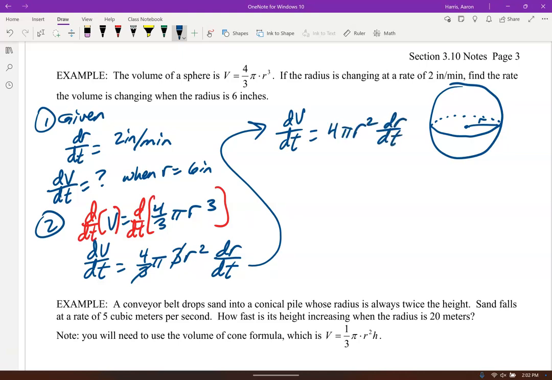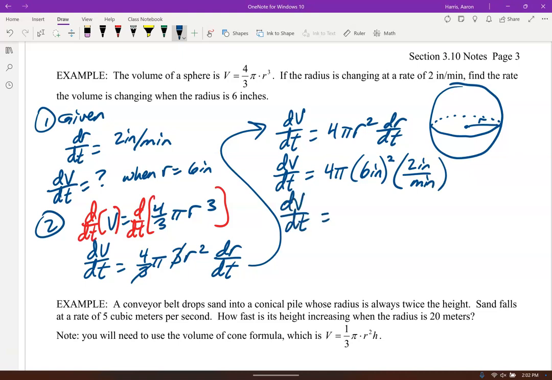Now let's fill in what we know here. We're looking for dV/dt. We don't know that. Our radius is 6 inches, so the 6 inches is squared. Our dr/dt is 2 inches per minute. And so our dV/dt ends up being 4 pi times 36, times 2, 288 pi cubic inches per minute, right?